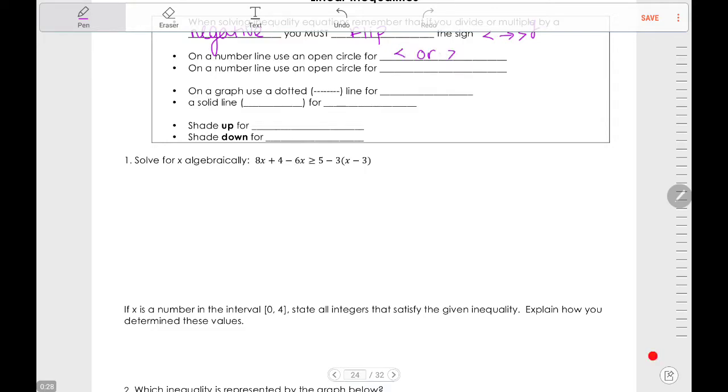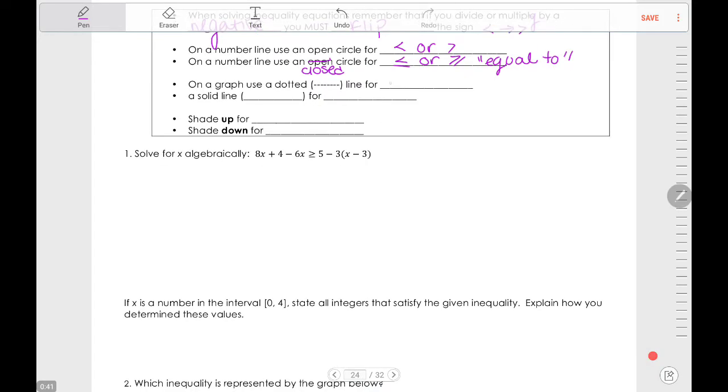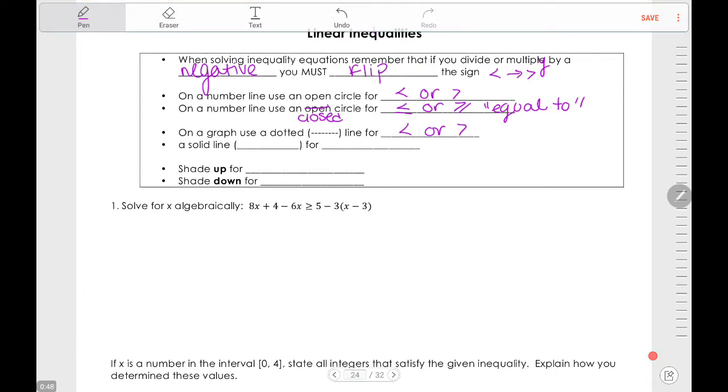On a number line, we use open circles when we're dealing with not equal to, so that's less than or greater than. We use a closed circle when it's less than or equal to or greater than or equal to. So this is whenever it has that equal to piece. I use a dotted line when it's the same as the open circle, and I use a solid line for the same thing that we use the closed circle for.